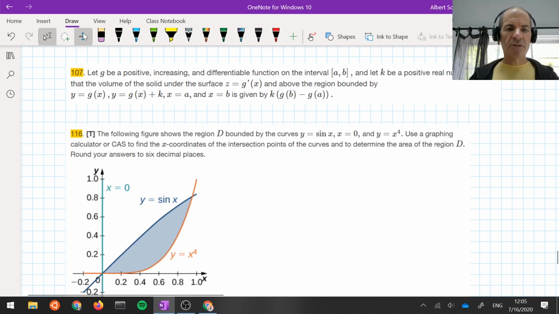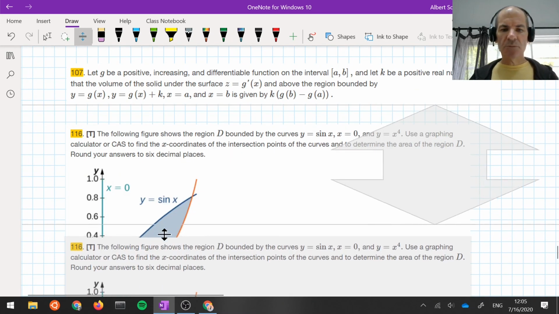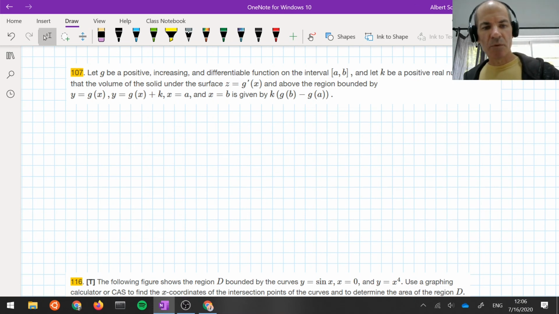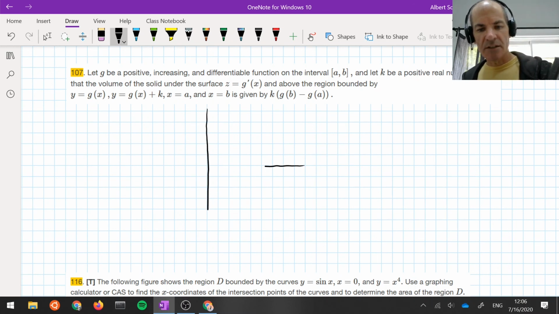All right, problem 107. This is a more theoretical problem. Don't let them scare you. Show that the volume of the solid under this surface G prime and above the region bounded by these conditions is given by this expression. All right, so let's sketch the region. We don't really know what this region looks like, but we can kind of sketch in some proxies.